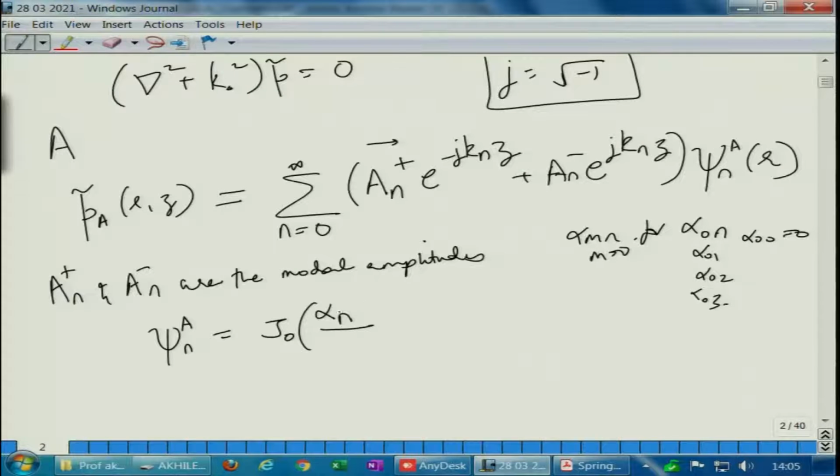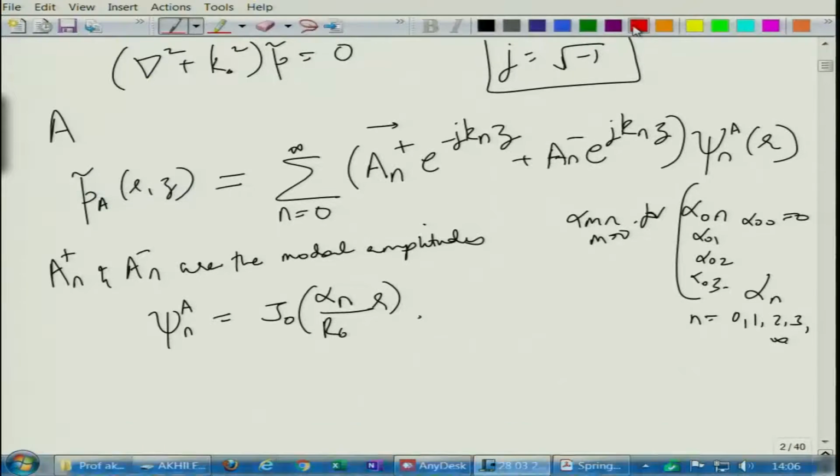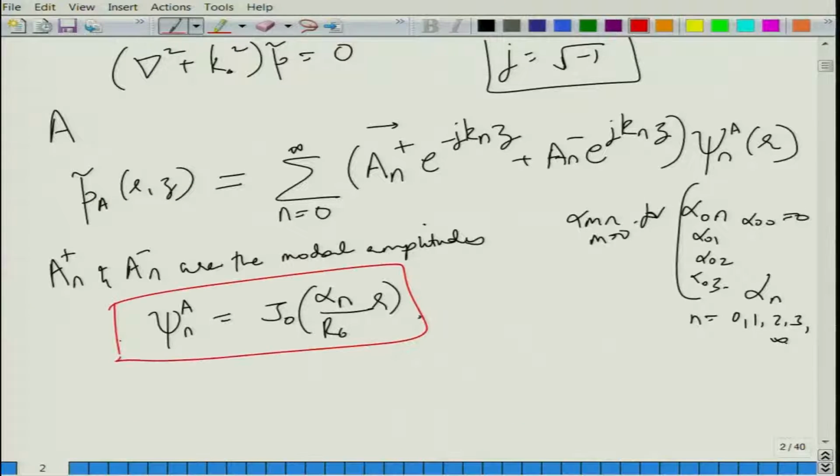So I will straight away write this as alpha n. Instead of all these, we will just replace this by alpha n, where n ranges over 0, 1, 2, 3, 4 and so on till infinity. We will consider only the first few modes. So alpha n by r naught into r, this is your modal summation, with J naught of alpha n by r naught into r.